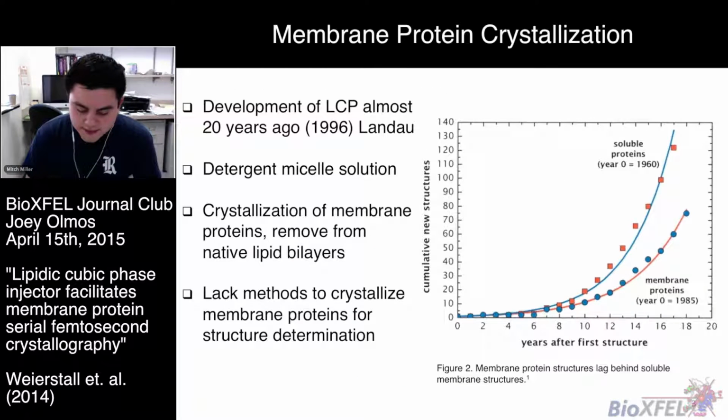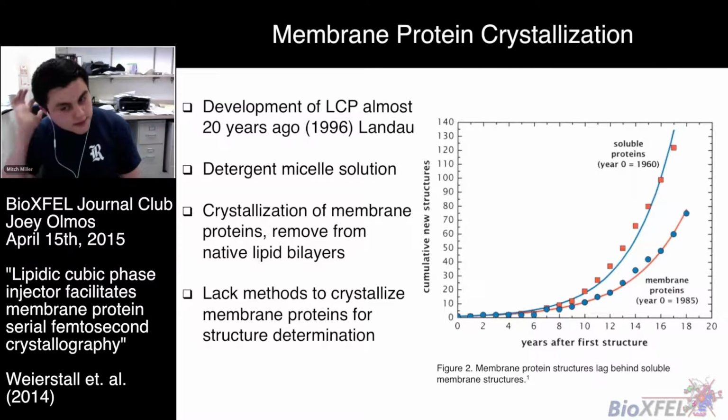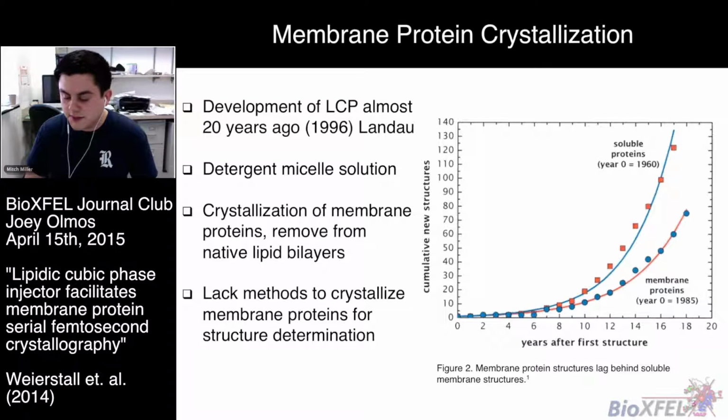So membrane protein crystallization has historically been difficult, right? Traditionally it was done in detergent micelle solution up until about 20 years ago when LCP was introduced in 1996. Before that it would involve extracting membrane proteins from their native lipid bilayer, and that's not a favorable environment for these proteins, right? They're usually in this lipid bilayer where you get this lateral pressure. And that's one of the things the paper mentioned, that removing them from this lateral pressure can affect their stability and cause them to aggregate.